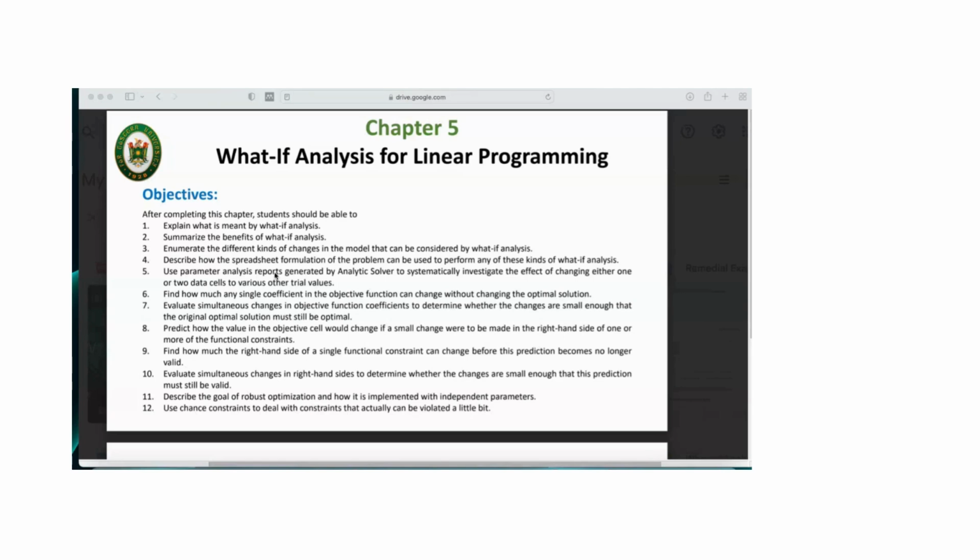So today, I only want you to be able to understand what-if analysis and sensitivity analysis, which is a kind of what-if analysis. You should also be able to enumerate what changes can be done on the LP model when we do the sensitivity analysis. Another objective should be for you to understand or interpret a parameter analysis report and also the sensitivity report for the allowable range.